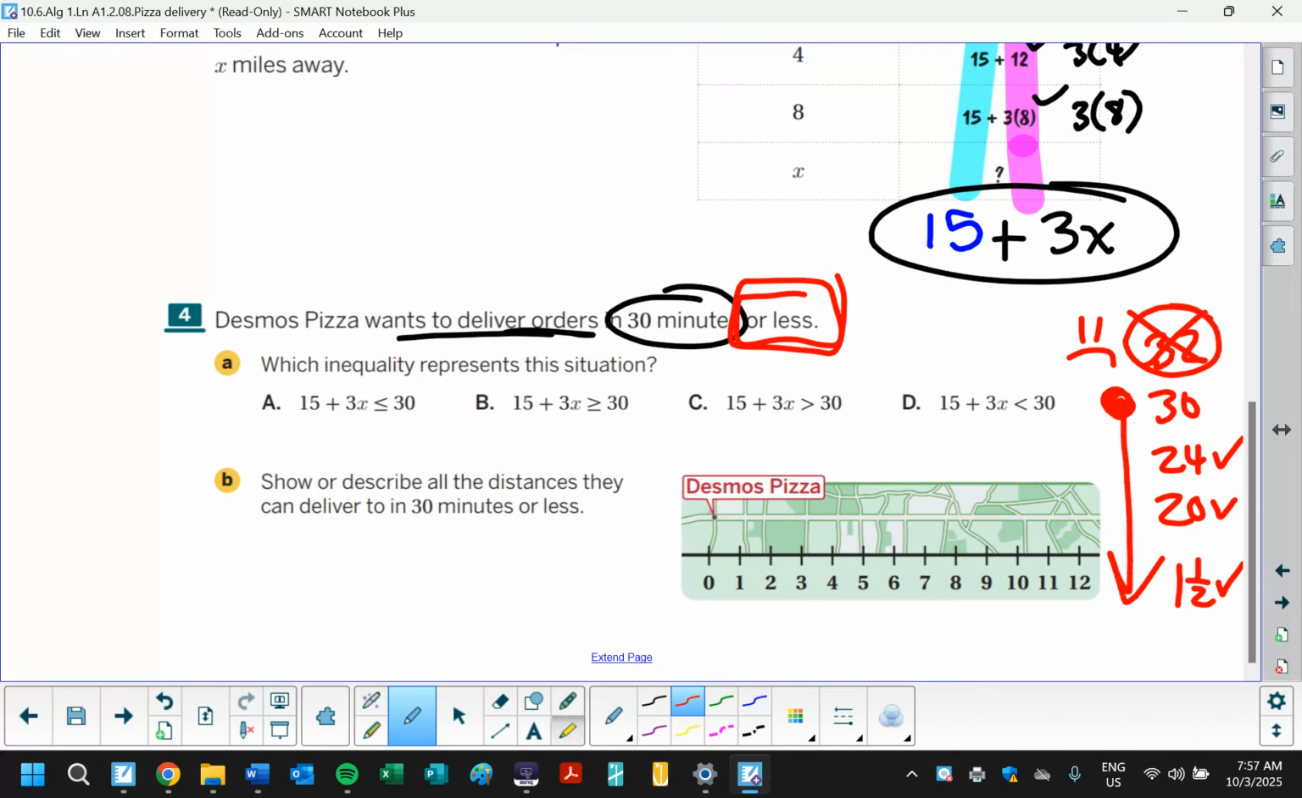Which of those symbols is going to make 30 or smaller? I think you probably already identified. We don't want 30 or bigger. We don't want more than 30. And this one is almost there, but that's only less than 30. We need to have choice A, which will include 30 exactly and would include every quantity less than that. So 15 plus 3x less than or equal to 30.